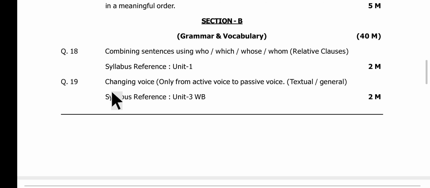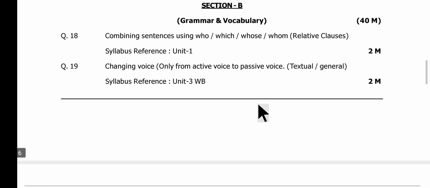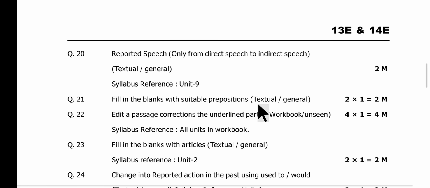So question number 19, unit 3 workbook, changing voice from active voice to passive voice. Now question number 20, from unit 9 syllabus reference, reported speech from direct speech to indirect speech. 21, fill in the blanks with suitable prepositions. It can be textual or general. Edit a passage or correct the underlined parts. This is a new thing.